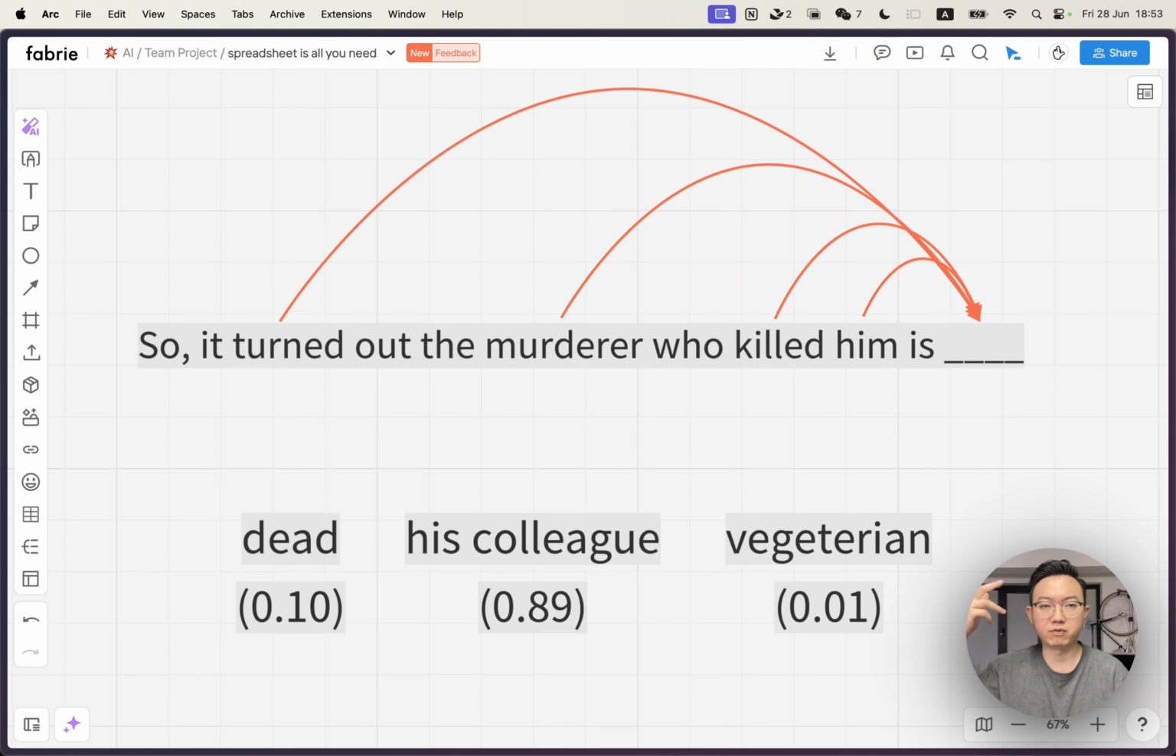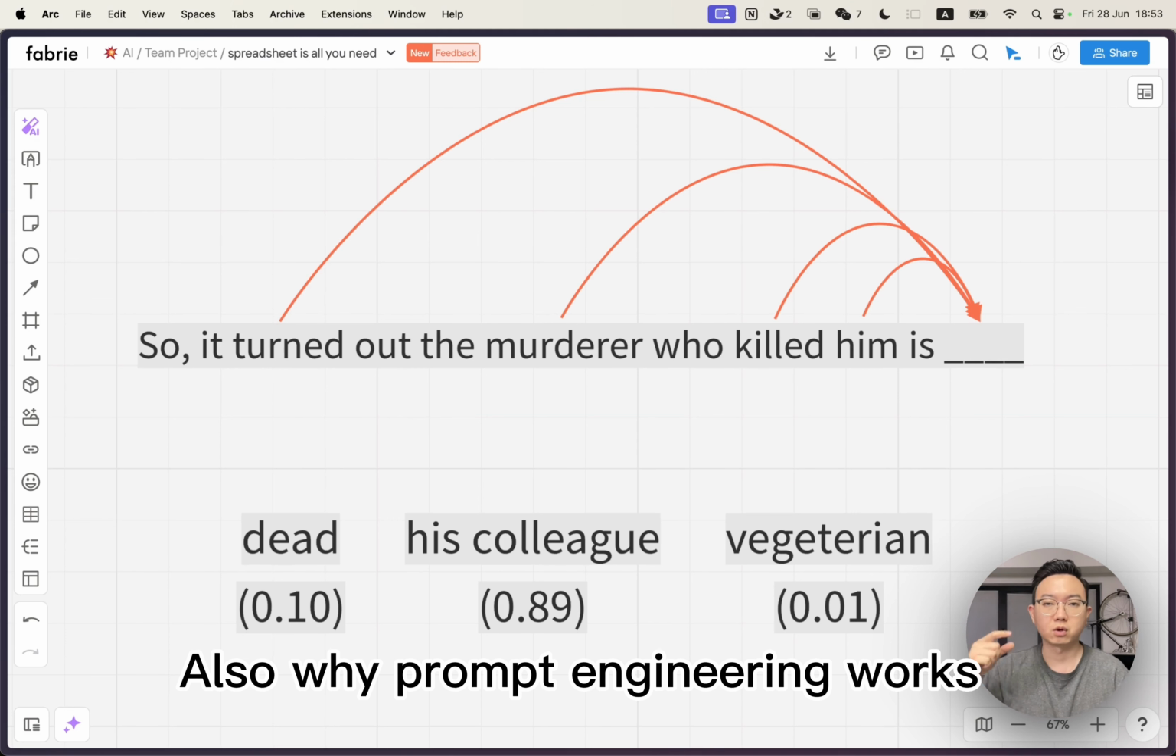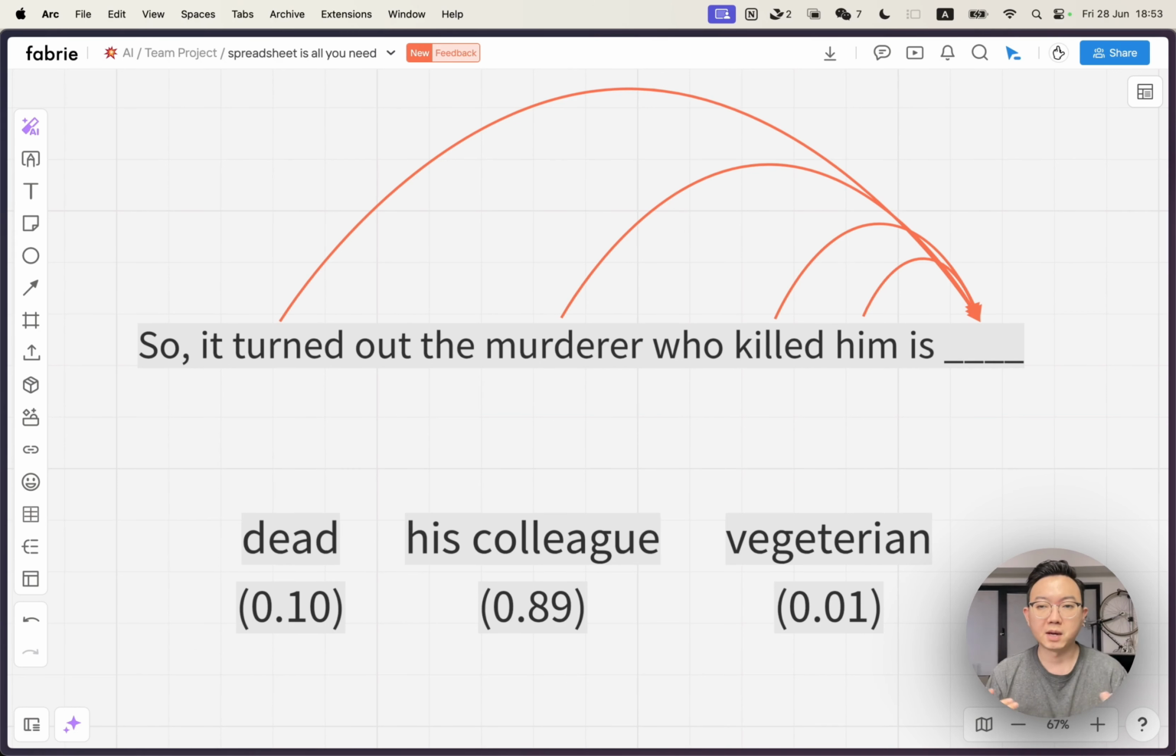If you think about how your mind works, you're kind of gathering information from previous sentences, and then you do this internal magic thing in your own brain that helps you pick the right word for it. So this is how it works in a nutshell.